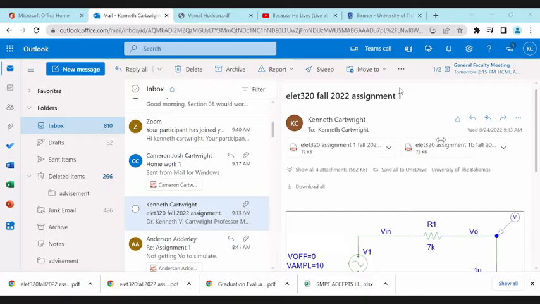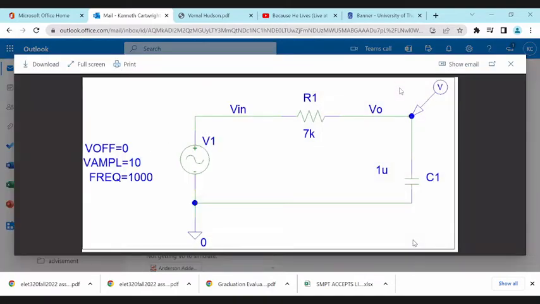So am I sharing? Hold on a sec. I want to be sure. Am I sharing my PSpice diagram? You share in your email. Oh, you're not seeing it? What about now? Yeah, we can see it now. It looks like a picture. Yes, it is a picture.